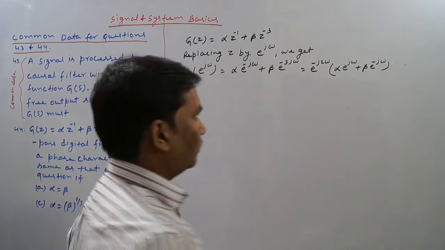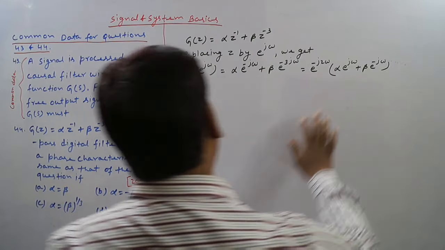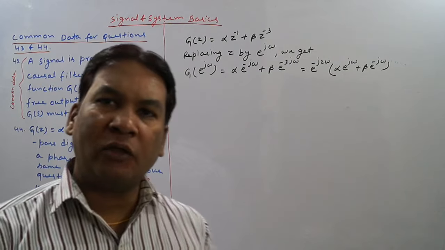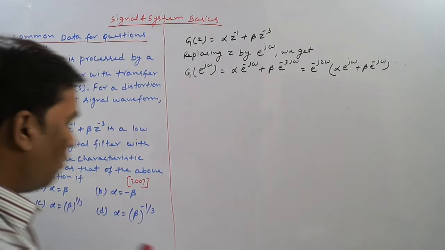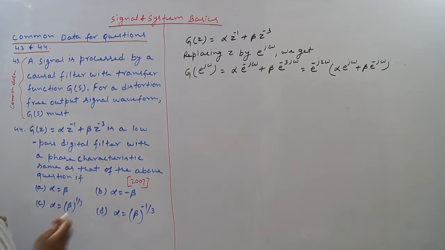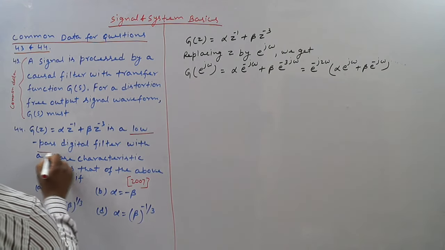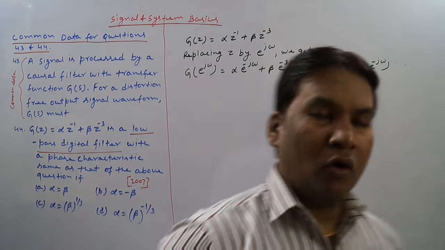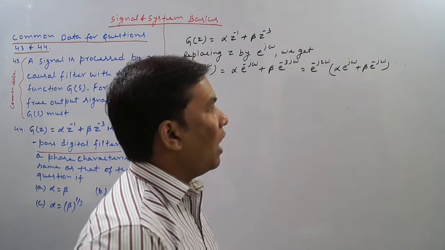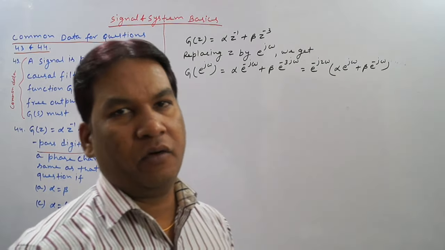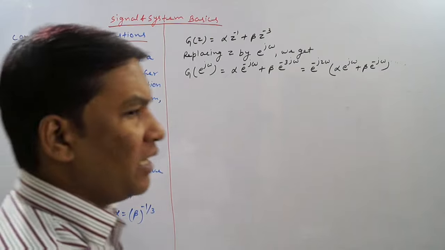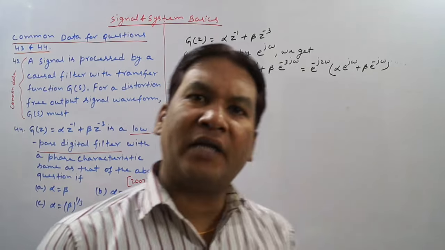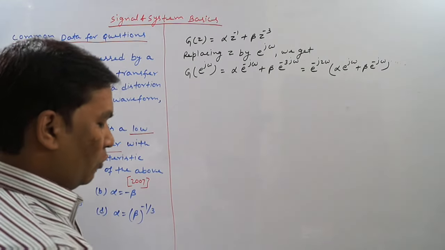Okay, so what should be the condition so that all the frequency components are shifted according to their frequency? And here one more thing is given. This is a low pass digital filter. So a low pass digital filter means higher frequency components must be eliminated. To eliminate higher frequency components, mod G(e to the power j omega) must be 0 for omega tending to infinity. So there are two conditions.